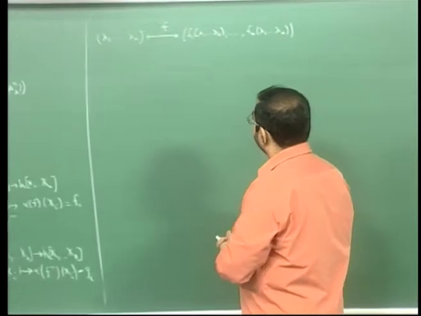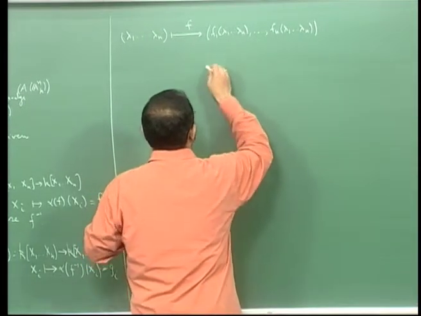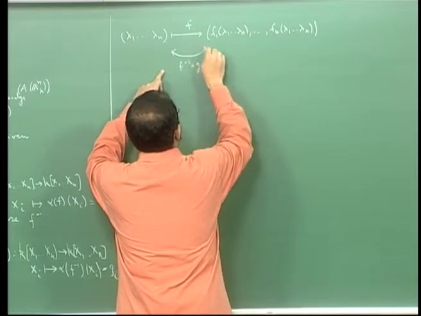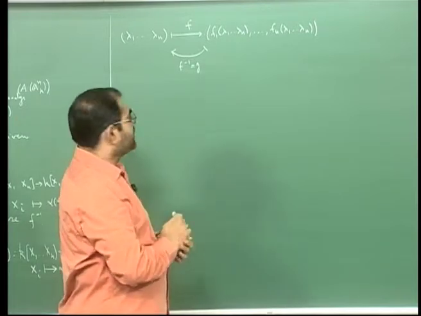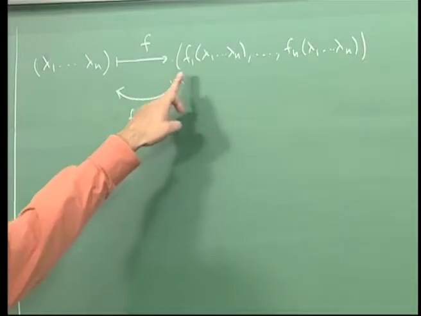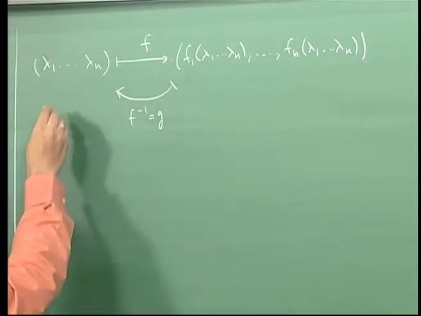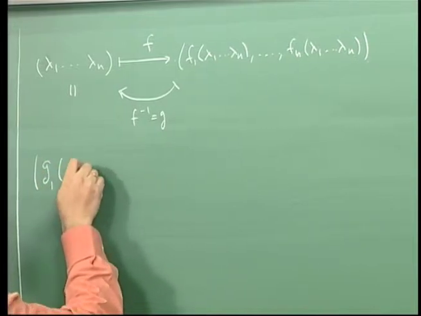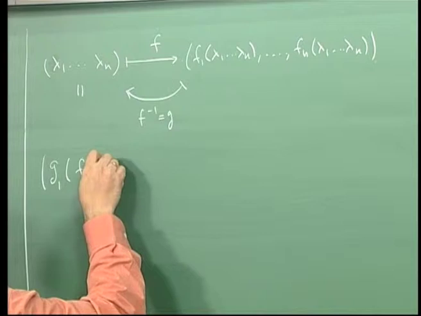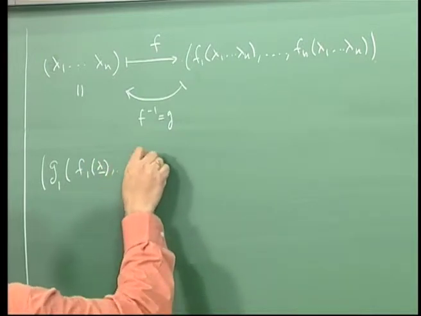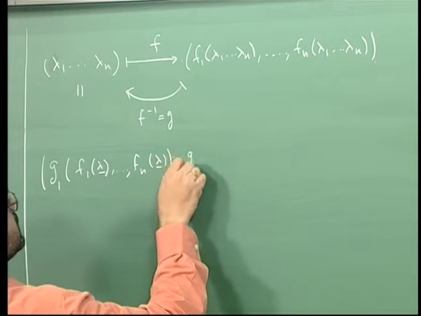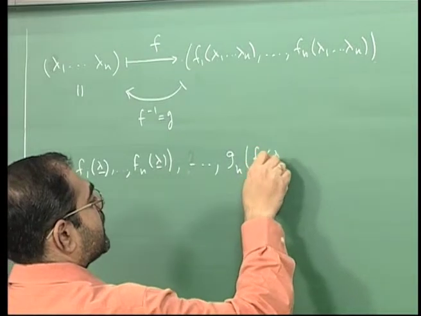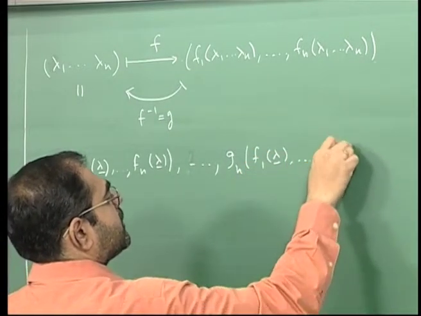And now if I apply f inverse, which is g, this point has to go back to the original point. But under f inverse where will this point go? This point will go to g1 of f1 of the lambdas, dot dot dot, gn of f1 lambda, ..., fn lambda. This is what it means.